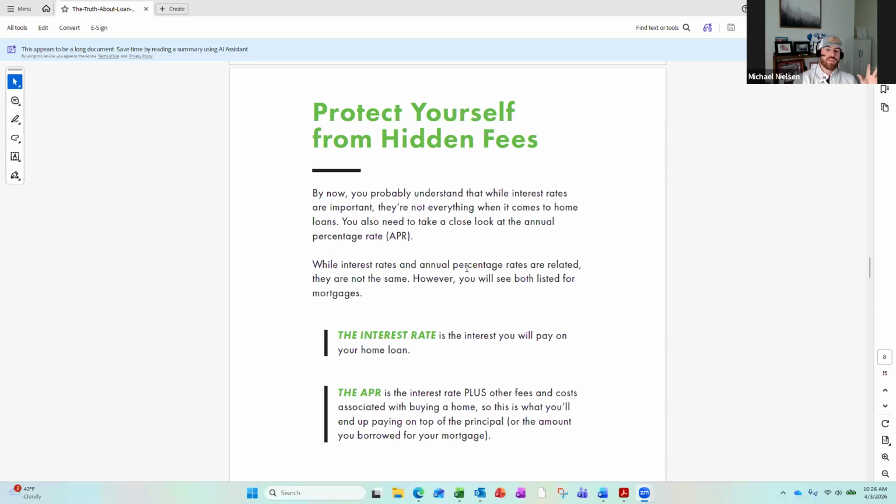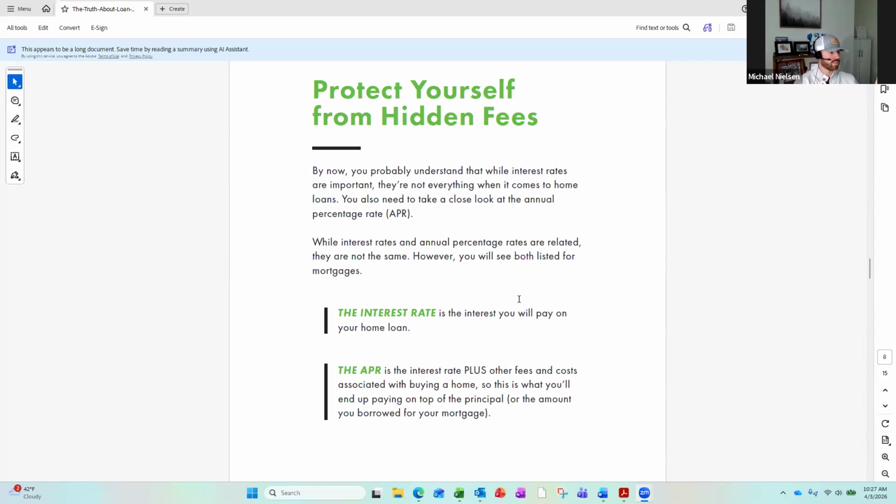The APR is a representation of the combination of your note rate alongside of other fees and costs associated with buying a house. So we have this over here, quick breakdown. This is one of our ebooks at Churchill Mortgage that I can share as well. But essentially what it is, is the interest rate you will pay on the home loan. Again, that's that note rate. And then the APR is the interest rate plus the other fees and costs associated with buying the house.